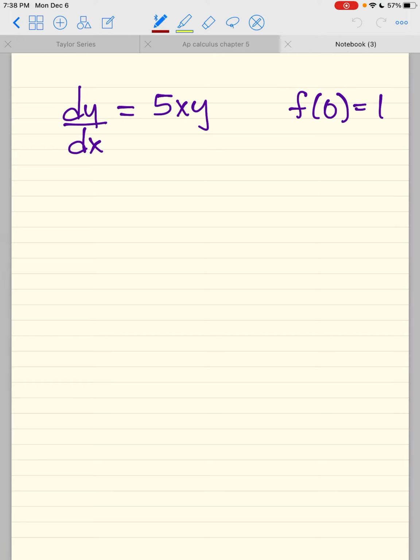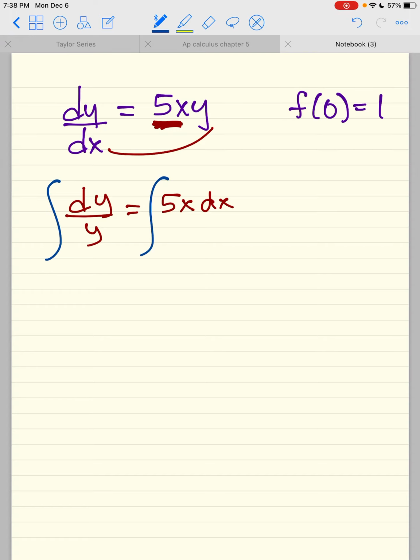Next one I'm going to do with you. Leave the 5x by itself. Always leave the constant on the right side. Divide the y and bring the dx over to this side. So dy over y equals 5x dx. Then you're going to integrate both sides, right? So this is step 1 and 2 together.